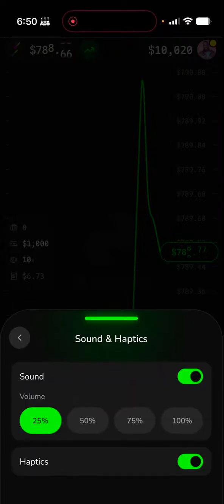We also have some sound and haptics. I was adjusting these earlier when the stream started, but you can feel the haptic engine when users are trading, and then you also have sounds, so you'll hear the payout sounds.